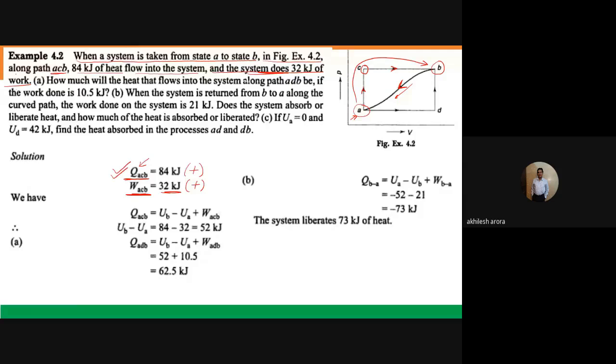So once again to remind you about the sign convention, if this is the direction of the work, then it is considered as positive, and if this is the direction of the heat, then it is considered as positive. Otherwise, it is negative. It is negative work and negative heat transfer if they are in the opposite directions.